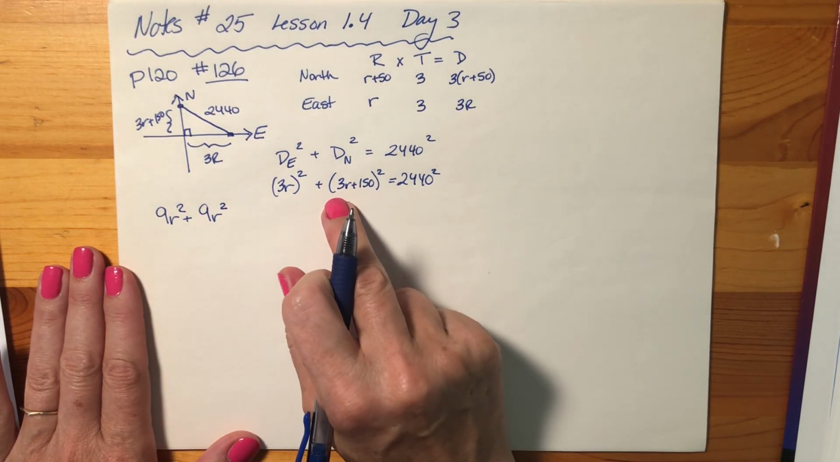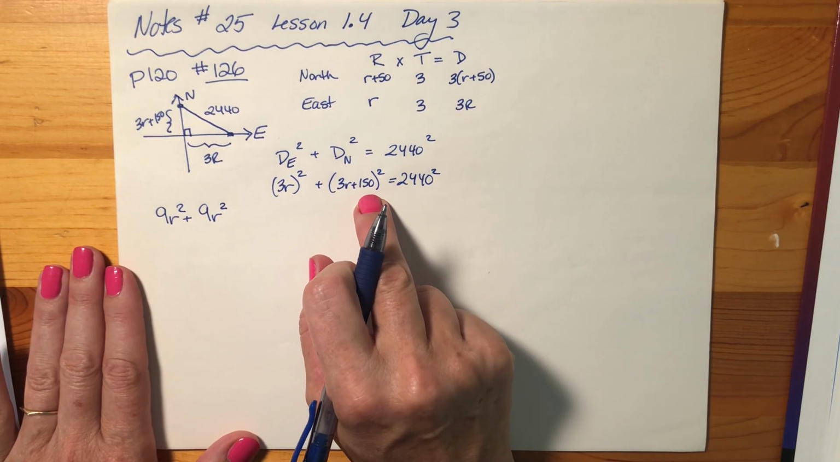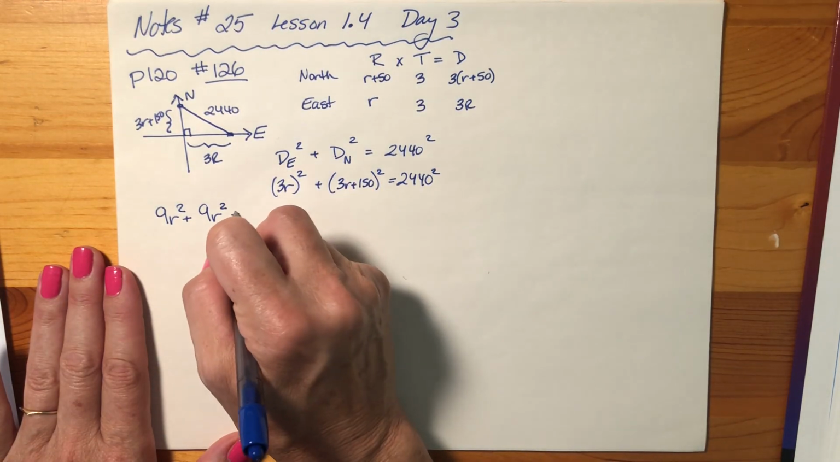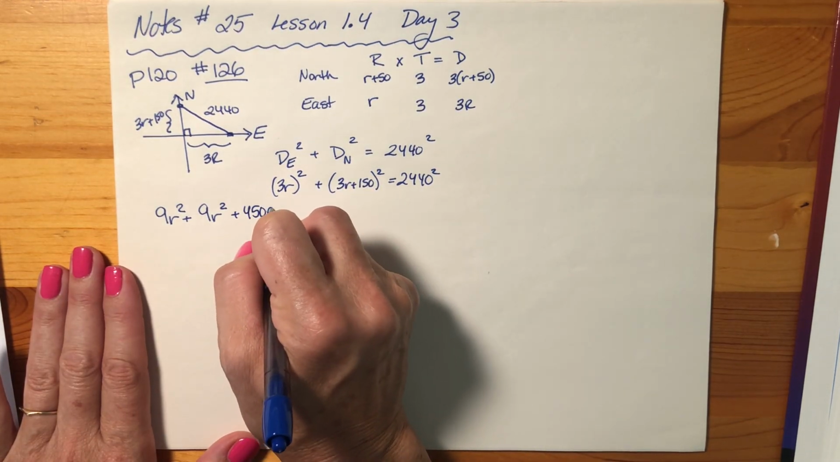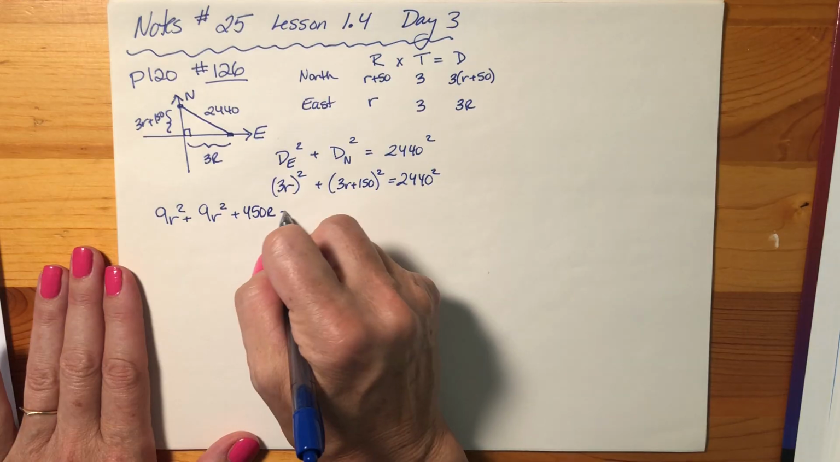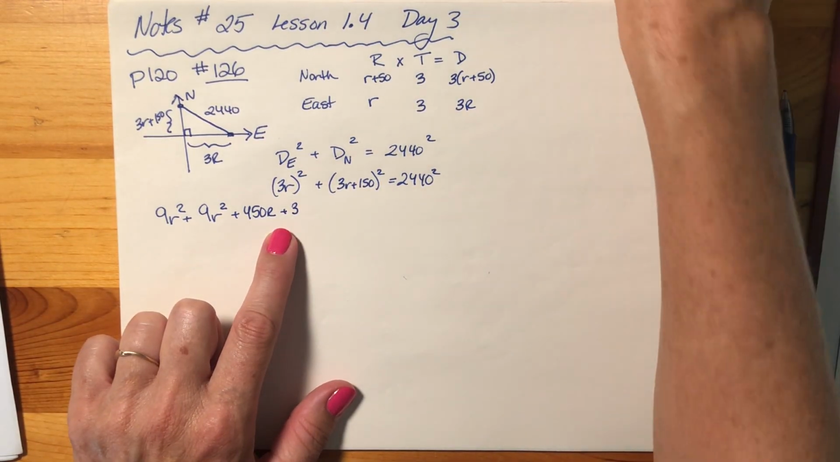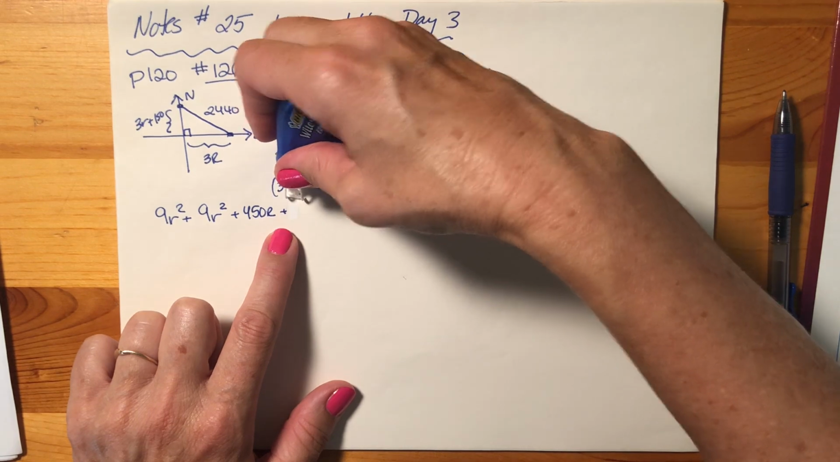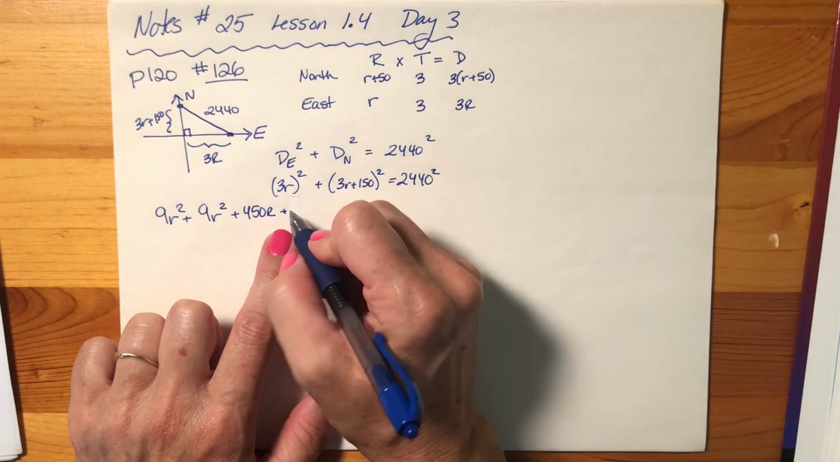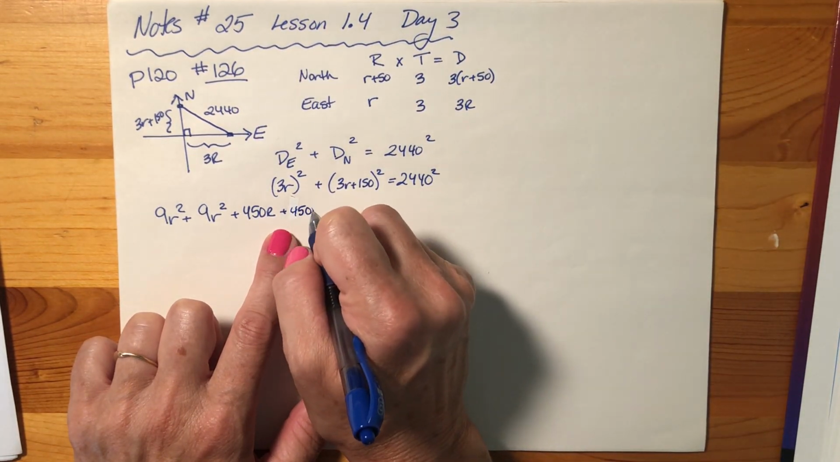I have 3R times 150. That's going to be 450R. I'm going to have another 3R times 150, another little mistake here. Got my easy tape. There we go. That's going to be another 450R.